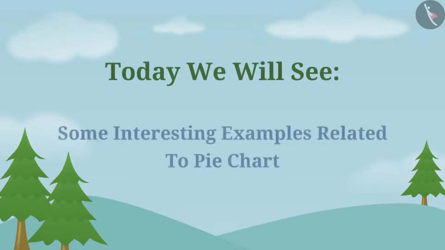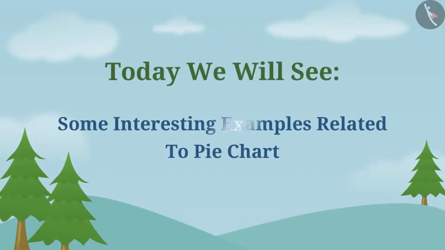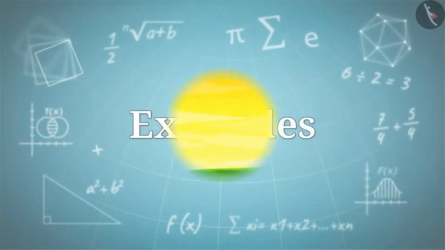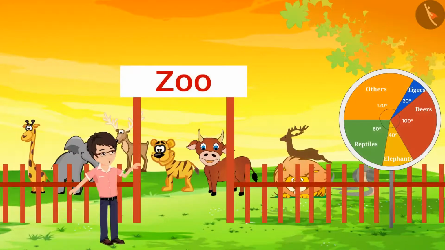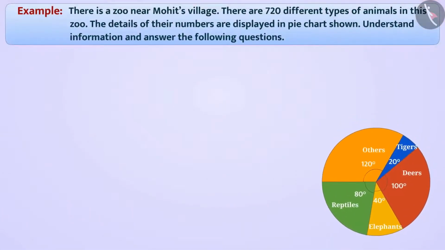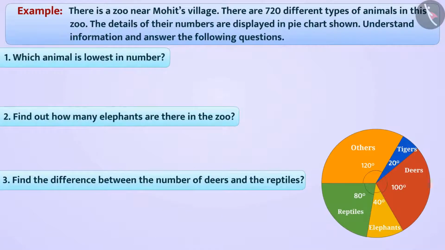Today we will see some interesting examples related to pie chart. There is a zoo near Mohit's village. There are 720 different types of animals in the zoo. The details of their numbers are displayed in the pie chart shown. Understand the information and answer the following questions.